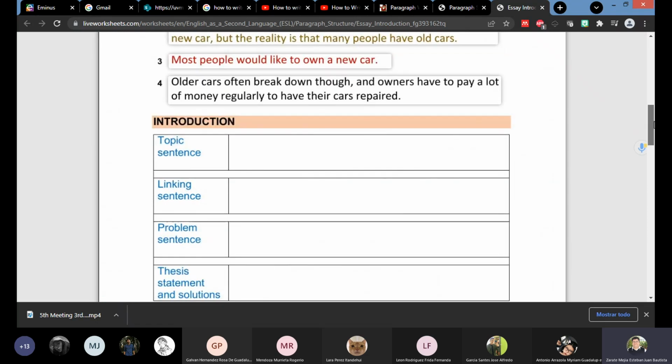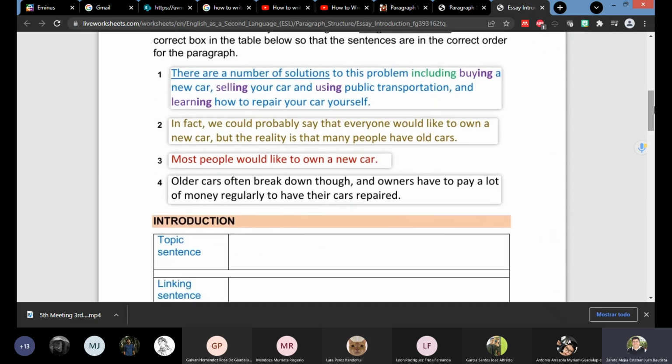Okay, so now tell me what is the topic sentence? Which of these 4 sentences is the topic sentence?